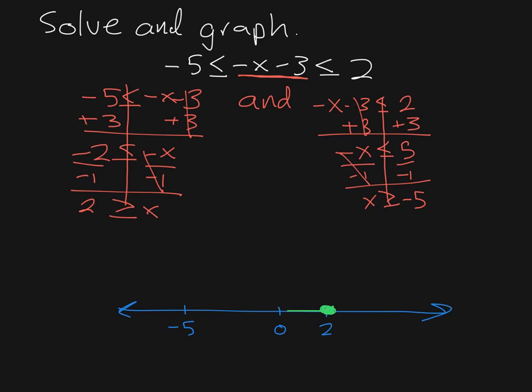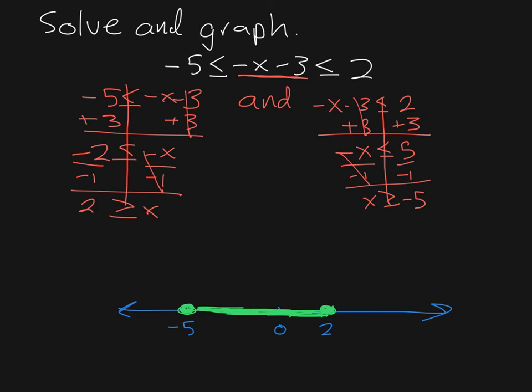X is greater than or equal to -5. So closed circle, and we're going to the right. And this is an and inequality, so as usual we see our two circles with the space in between shaded in. That shaded space represents all the possible values of x.